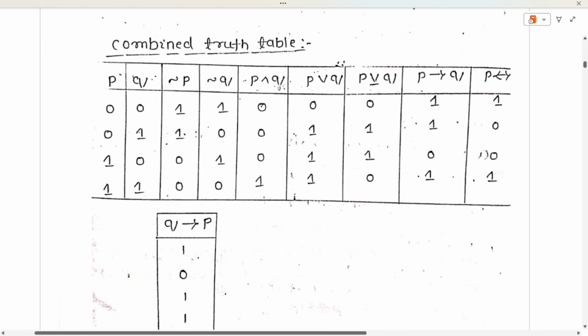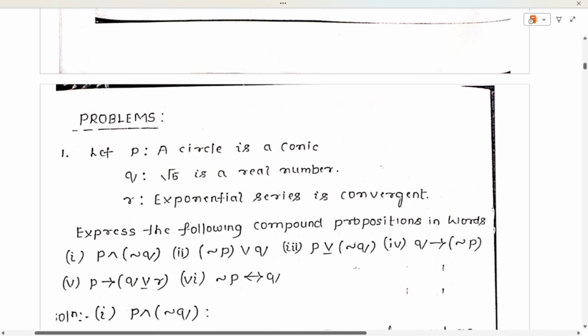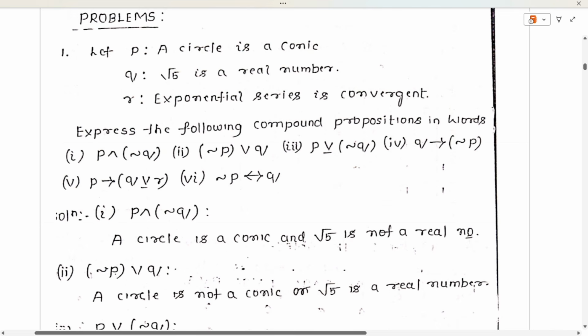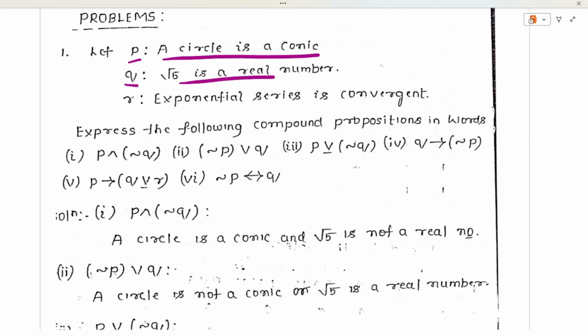Here it is given, a combined truth table. You can see the conditional, biconditional, disjunction, conjunction, everything has been given here. Now let's come to the problems. Let p be a circle is a conic, q is root 5 is a real number, r is exponential series is convergent. You have to express p and not q. Okay, p and not q, I will just explain 2 or 3, next you will be seeing.